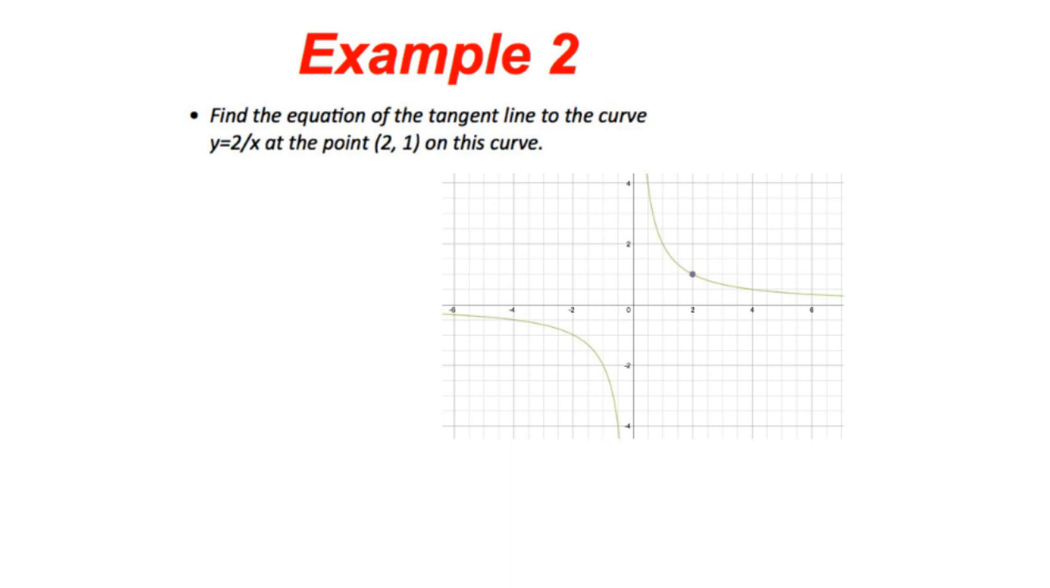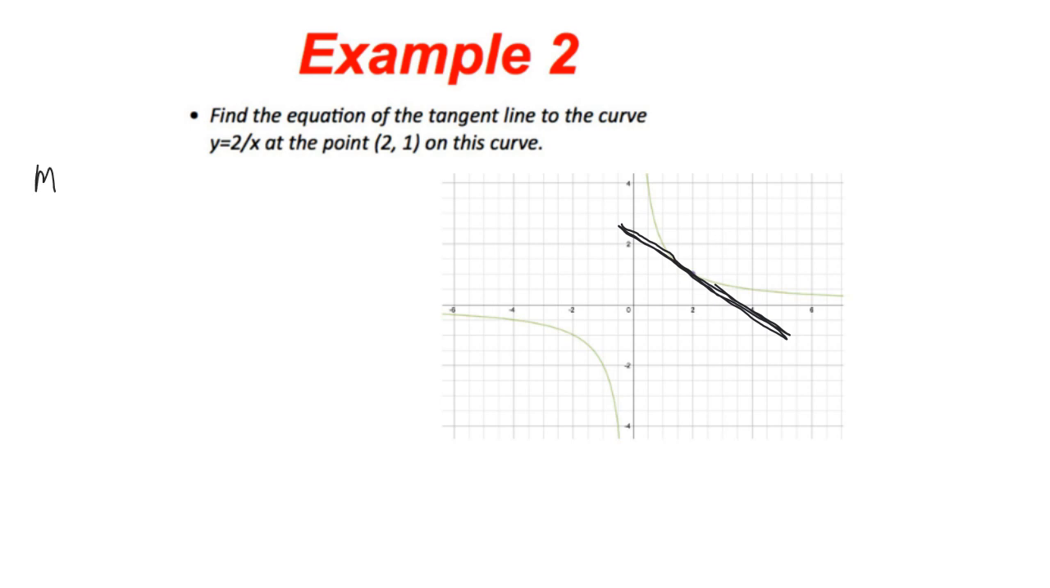Example 2, it says find the equation of the line tangent to the curve of y is equal to 2 over x at the point 2, 1 on this curve. So you can see that 2, 1 is that gray point right there. We're looking for the line that's tangent to that point. So not only do we have to find the slope, but then eventually we have to use point slope form to find that line. So let's use our derivative to find this.